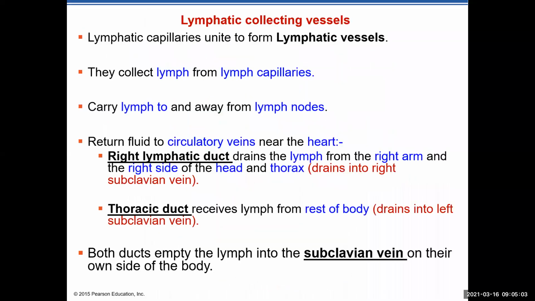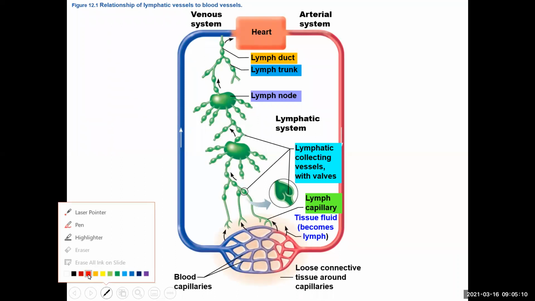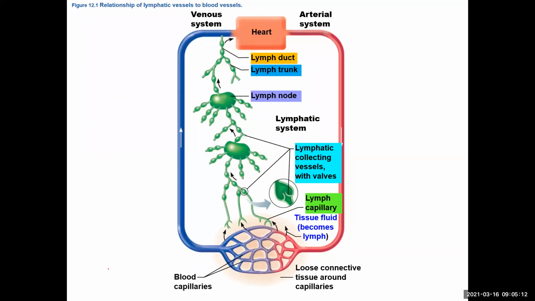All these are called collecting vessels. If you see the order, you just need to remember it. The way we have veins, venules, arterioles, arteries, similarly for the lymphatic vessels, we started with the lymphatic capillaries. These lymphatic capillaries unite to form the bigger lymphatic vessels, which we call the collecting vessels.